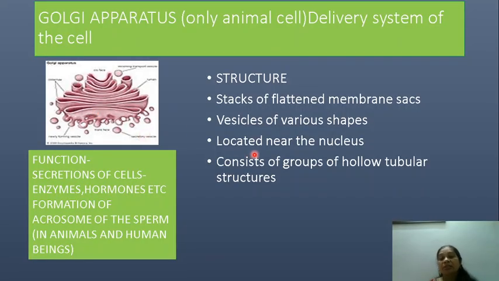Now where are they present? They are normally located near the nucleus. They are found near the nucleus, which is at the center of the cell. They consist of groups of hollow tubular structures. You can see here they are hollow. In between there is nothing. So what are they consisting of? Groups of hollow tubular structures.